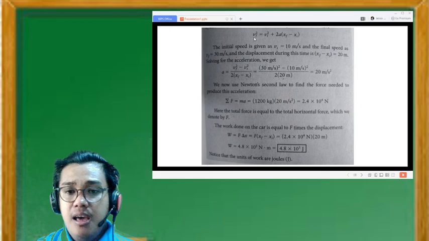The work done on the car is equal to the force times the displacement. So, force equals 2.4 times 10 raised to the power of 4 newtons, and displacement equals the final position minus the initial position, which is 20 meters. So the result is work equals 4.8 times 10 raised to the power of 5 newton-meters, which is equal to 4.8 times 10 raised to the power of 5 joules. Notice that the unit of work is the joule, or we can write the letter J.